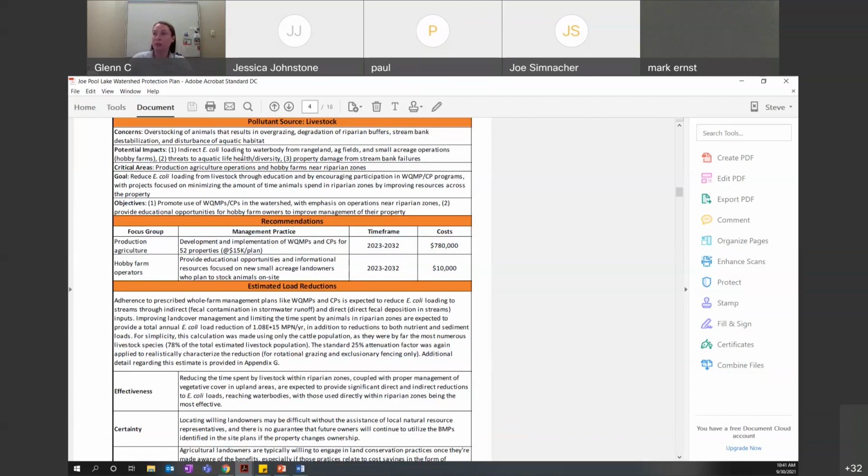But essentially, we are going to be looking at overstocking of animals that can result in overgrazing, degradation of riparian buffers, stream bank destabilization, and disturbance of aquatic habitat. And so the goal is to reduce E. coli from livestock through education and by encouraging participation in the water quality management plans and conservation plan programs that are run by the NRCS and the Texas State Soil and Water Conservation Board. So with projects focused on minimizing the amount of time animals spend in riparian zones by improving resources across the property.